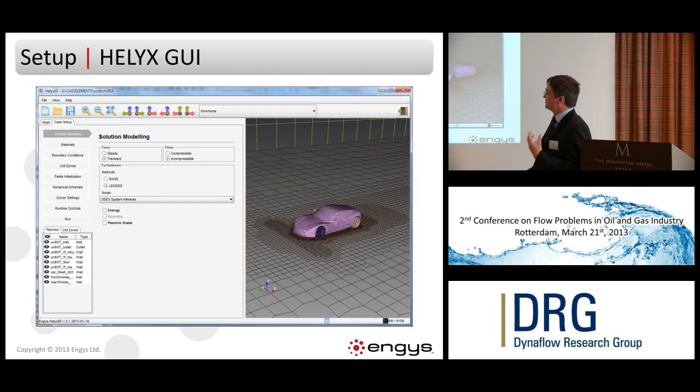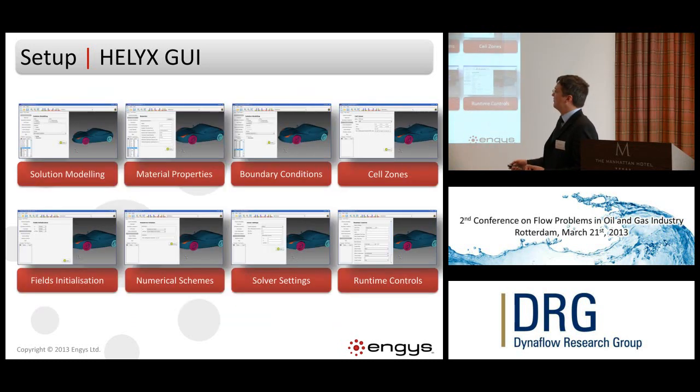So the setup is also GUI-driven. You choose your type of simulation. You go through the various stages. So you choose incompressible, compressible. Your material properties and boundary conditions are inserted. Then your cell zone, this is where you define the rate of rotation of the valve, for example.